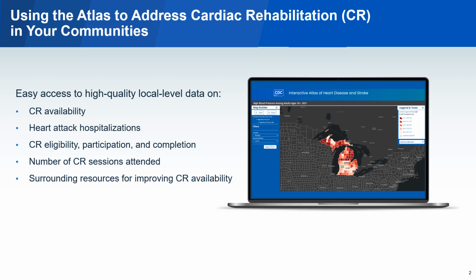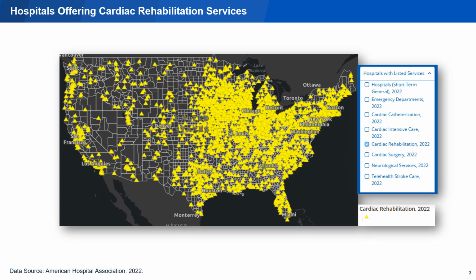The Atlas provides easy access to a wide range of high-quality, local-level data. For this example, we'll be using data on cardiac rehabilitation availability, heart attack hospitalizations, cardiac rehabilitation eligibility, participation, and completion, number of cardiac rehabilitation sessions attended, and surrounding resources for improving cardiac rehabilitation availability. We can start by mapping hospitals with cardiac rehabilitation services. This is available as an overlay in the Atlas, which means it can be displayed over any map at any level. Here, we're viewing hospitals that offer cardiac rehabilitation services throughout the contiguous U.S.